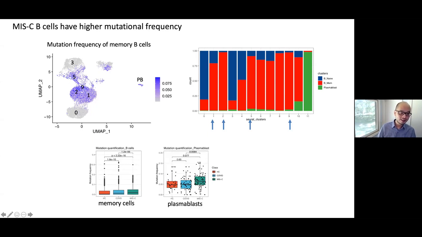Same thing in the plasmablasts. There's actually no difference between the COVID and the healthy controls in this case. Now, that could also be a function of timing. But when you look at the MIS-Cs, they're significantly elevated compared to the COVID plasmablasts. And if you try to correlate the cell phenotypes to mutational frequency, what you often find are markers of activation and memory. So you see that CD27 is positively associated, as well as CD71, which is a marker of activated memory, and so on.